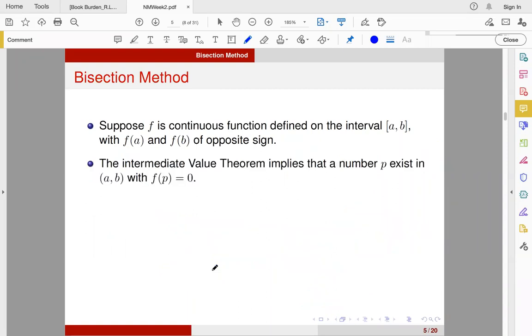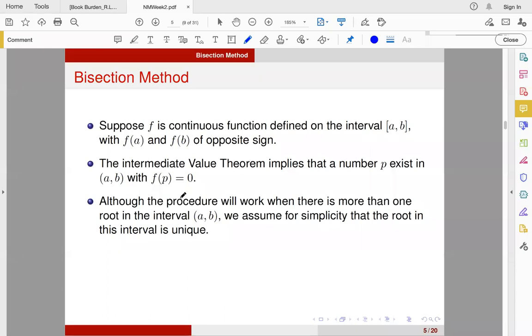Okay, next. The intermediate value theorem implies that a number p exists, or in our case c, in [a, b] with f(p) = 0. Okay, so this is the root. This point p, or this value p, is called the root of f, or akar dari fungsi f.